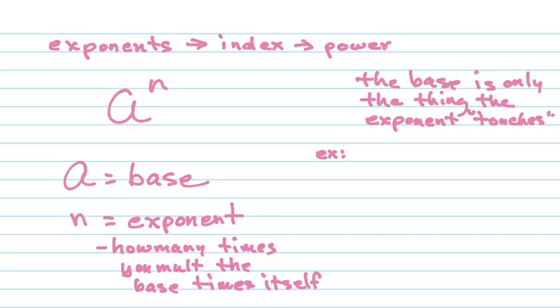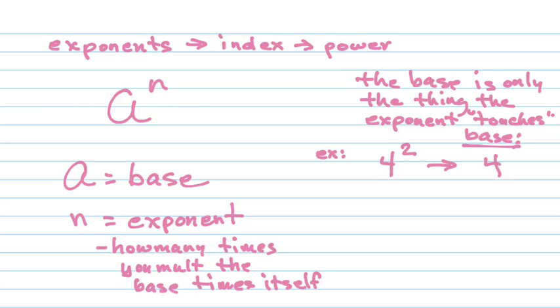So, for example, all I want you to do is tell me what is the base, and we'll start off easy. If we have 4 to the second power, the base is just the 4. So that means multiply 4 times itself over and over. Right? So that's no big deal. Most people are good with that one.